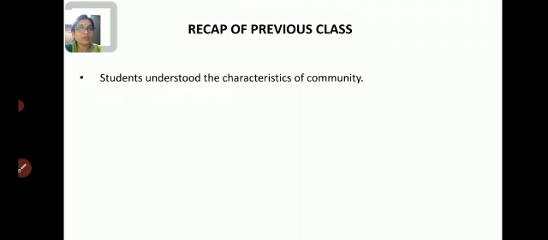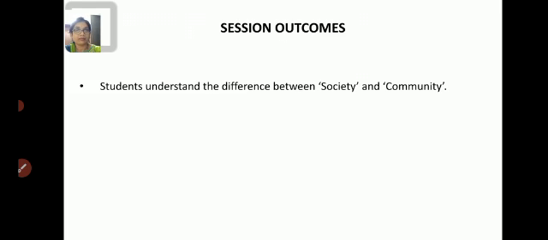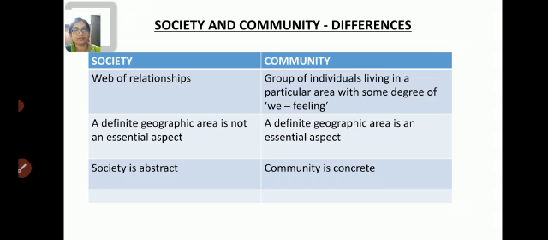Let us begin with a recap of the previous class. In the previous session, the students understood the characteristics of community. The learning objectives for this session are to understand the difference between society and community. The session outcomes expected are that the students should understand the difference between society and community.